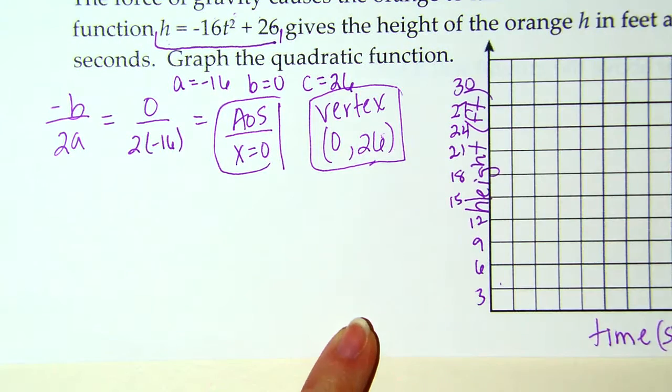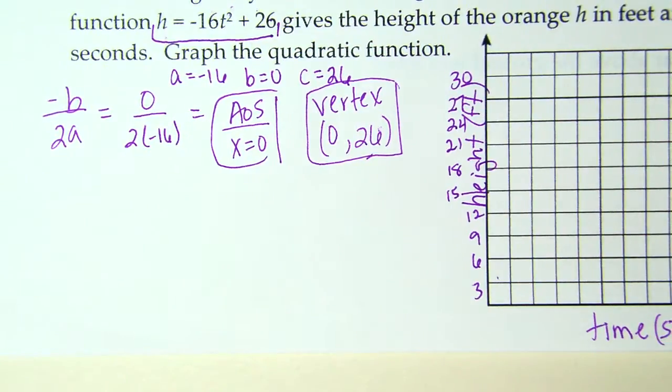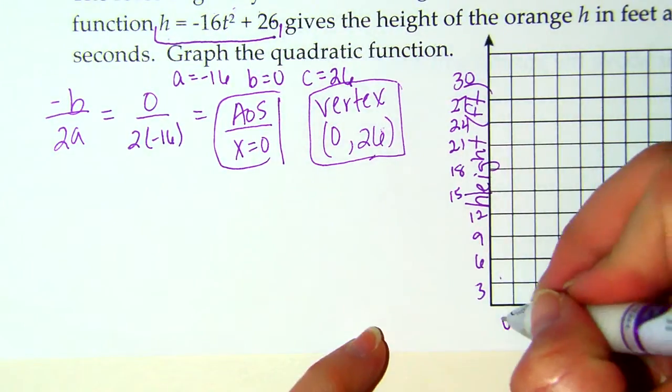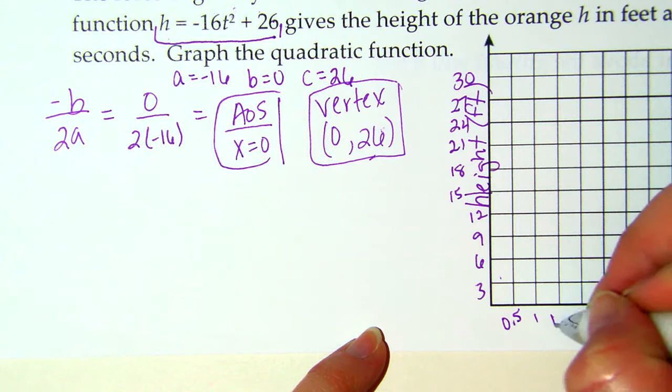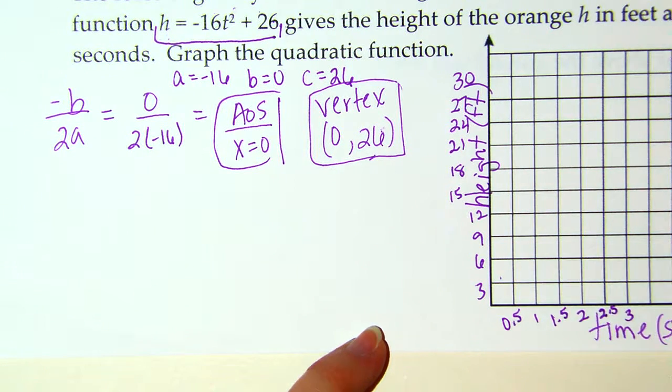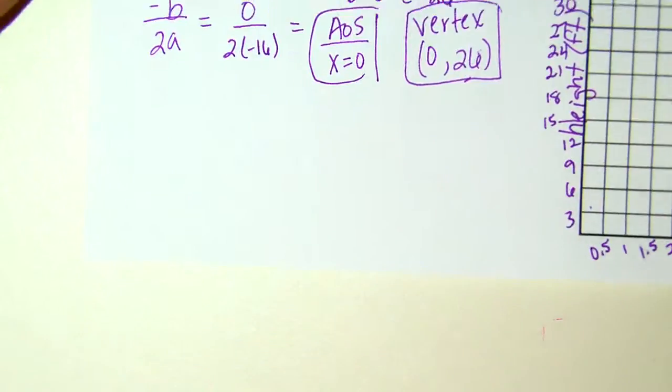Okay, and then the time in seconds, we don't need to go by 3s here because it's not going to take very long for the orange to hit the ground. You could go by 1s, but I'm going to suggest that you go by 0.5, otherwise your graph is going to be really squashed. And really this might be kind of squashed anyway, we'll see. So let's find 2 more points.